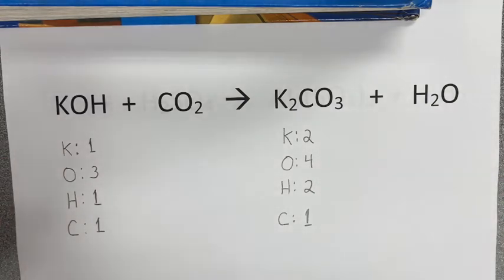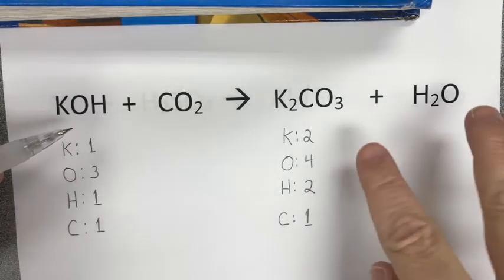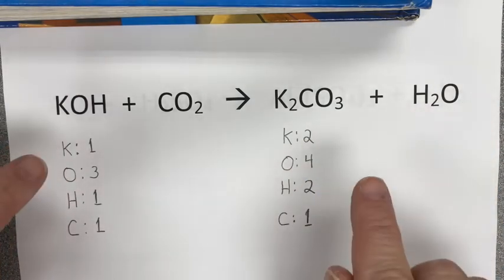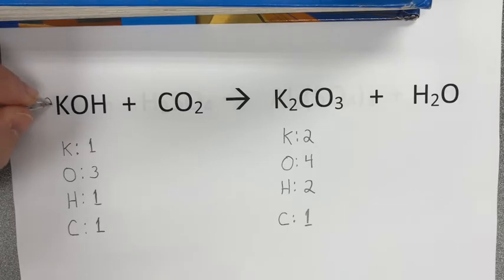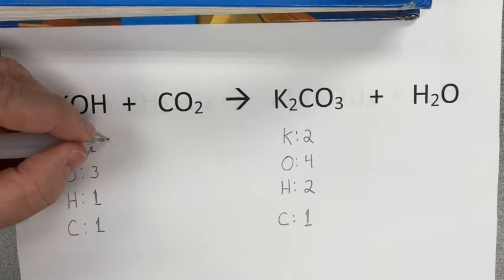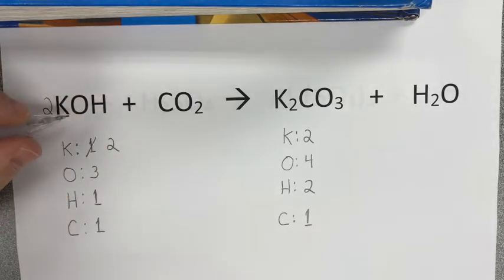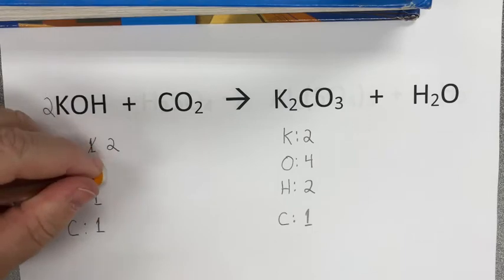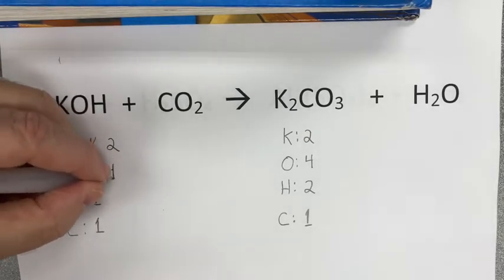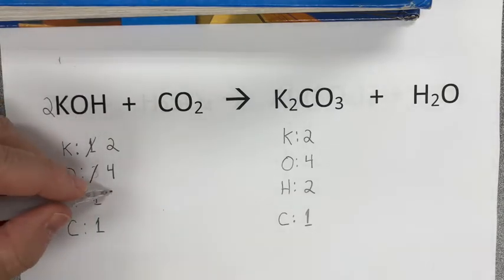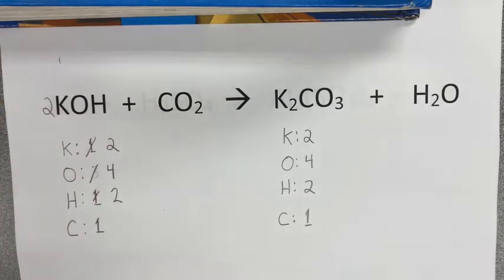So I think, just looking at this, since O's are in 2 separate places on both sides, let's try and balance the K's and the H's out first and just see how that works. So if we put a 2 here, that's going to change this to 2 K's. That's going to change this to 4 O's. Just cross that out. Now we've got 2 H's and we've got 1 C.